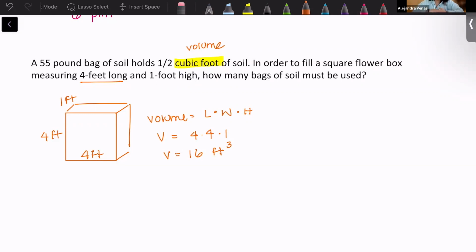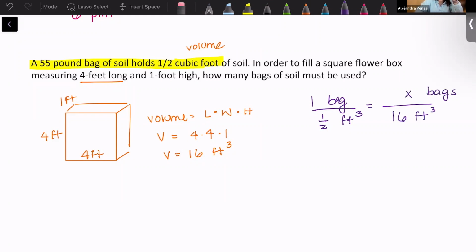So why did you need that? You needed to know the total volume because the rate that they give you depends on volume. They tell you that one bag can do 1/2 cubic feet. But in total, you have 16 cubic feet, and you need to figure out how many bags you're going to need. Now, the fact that the bag can hold 55 pounds, you couldn't care less, because you're not doing anything with the pounds. That's just extra information there to confuse you.